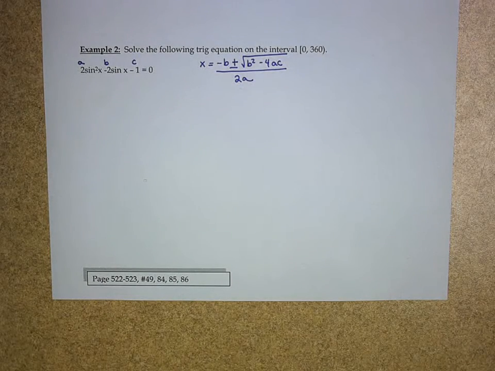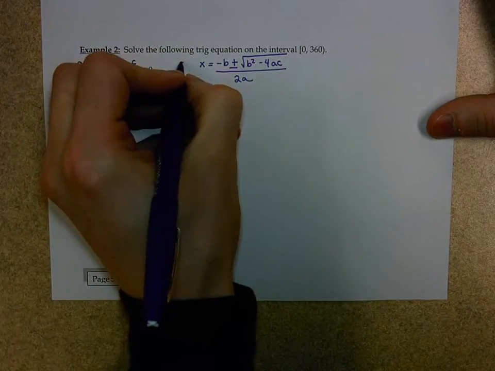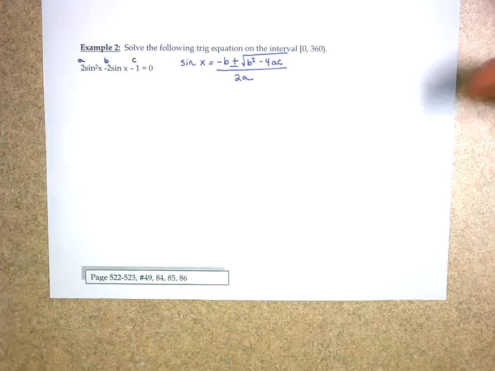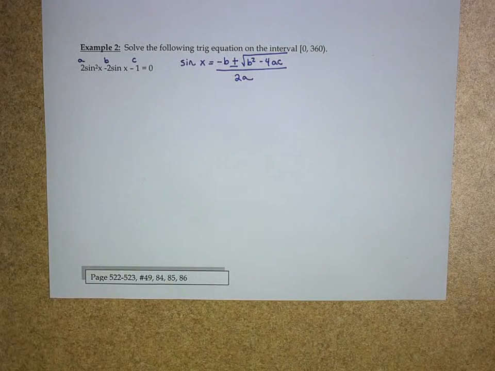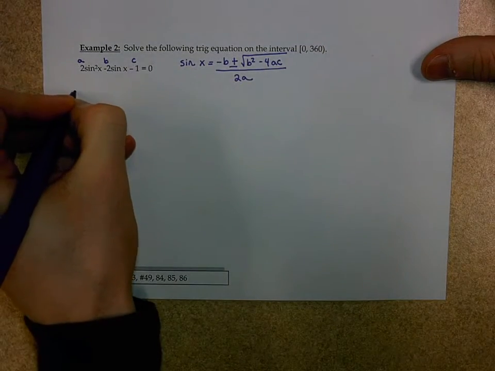The piece that's a little different, though, is instead of saying the quadratic formula is equal to x, we're going to say it's equal to the sine of x. So the sine of x is equal to that whole equation. And then when we simplify that down, we're going to take the arc sine. So starting off, let's plug everything into the quadratic formula.